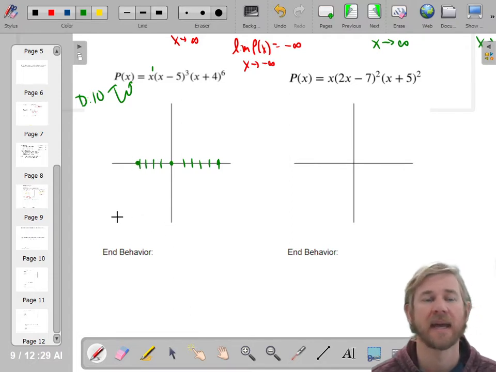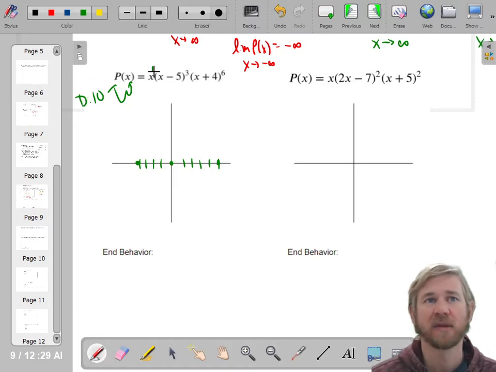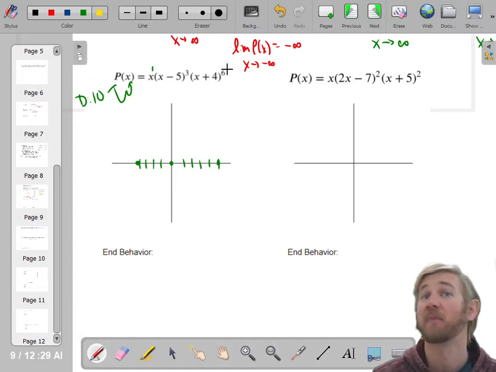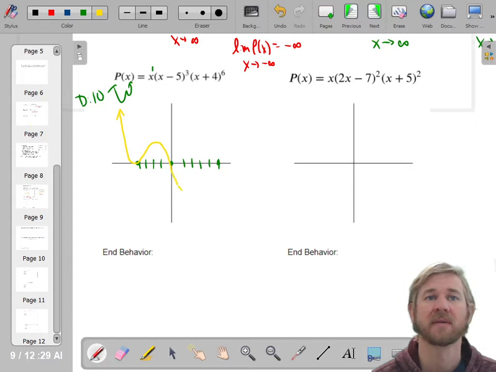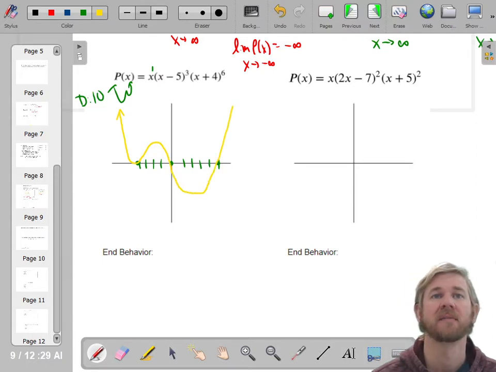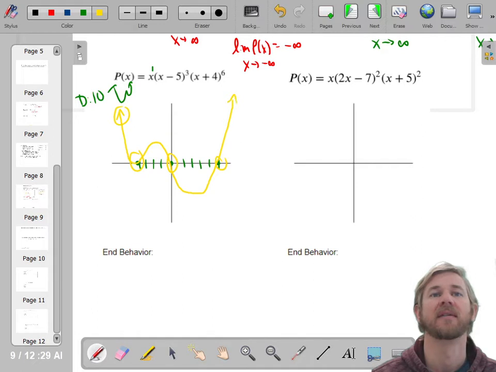So there's my x-axis. Are any of these going to bounce? This is odd, so it'll be a pass-through. This is odd, so it'll be a pass-through. But I'll bounce off of negative 4 because it's an even degree. So it starts up here. It's going to bounce off of negative 4, turn around, pass through, and it's going to turn again and pass through. I don't know or care where these local mins and maxes are. That's not the point. We're looking at the x-axis, and we're looking at the end behavior.